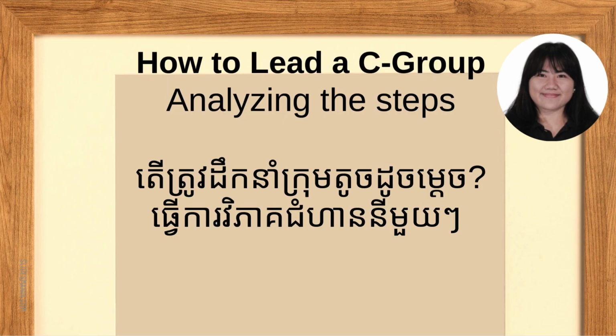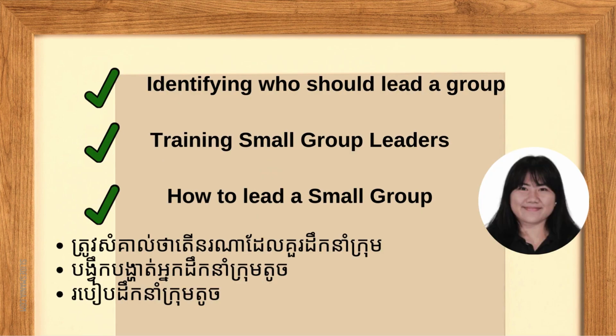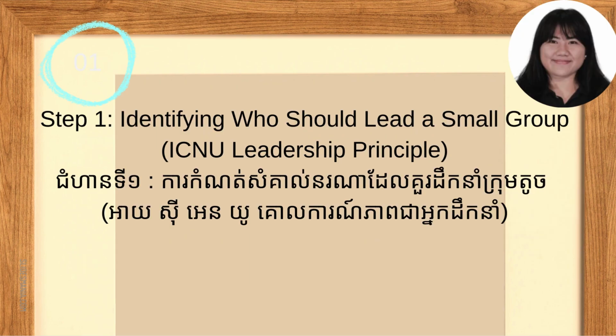So the first part is how do we lead a small group or C group? We have to analyze the steps. There are three things that we want to consider: identifying who should lead the group, training small group leaders, and really knowing how to lead a small group. So step number one, we identify who should lead a small group.